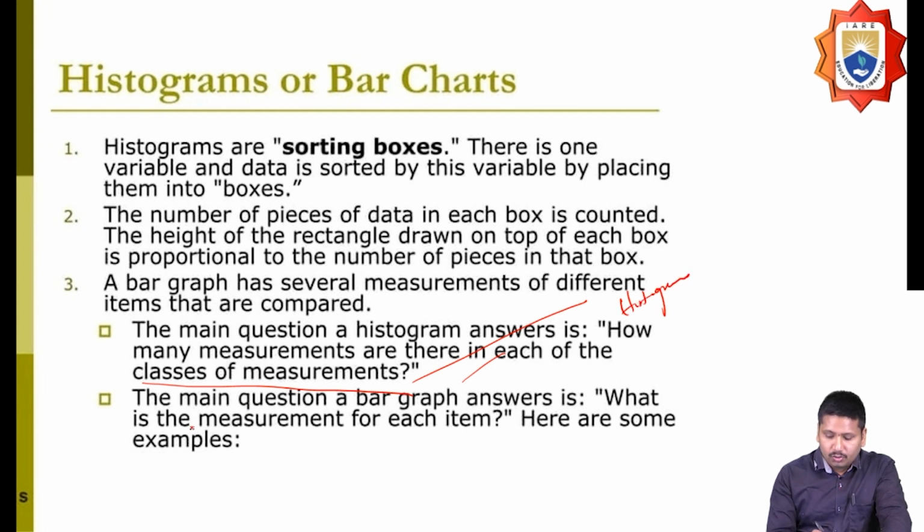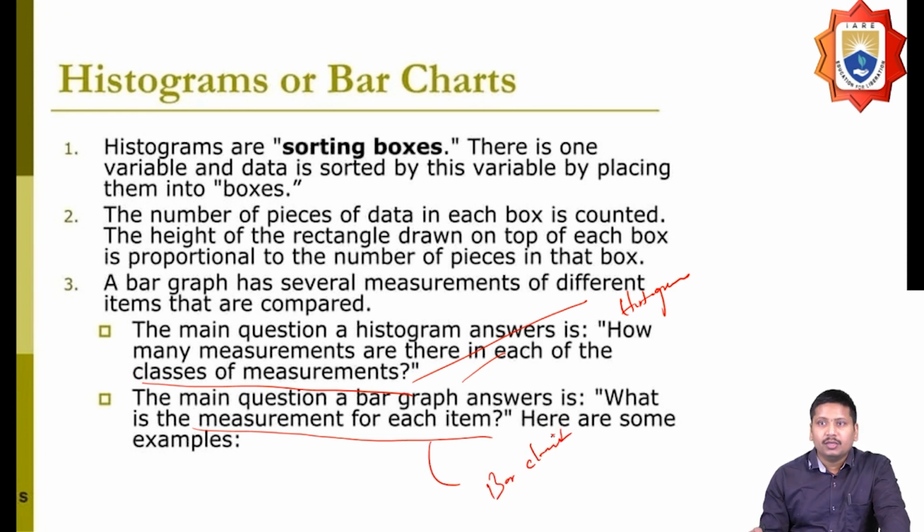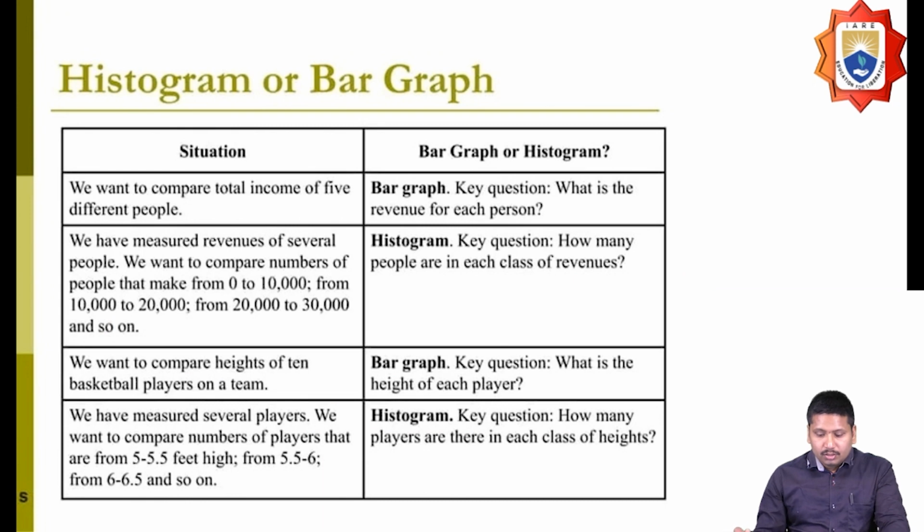If it is going to be a measure of each item, then it is going to be a bar chart here. Okay, so these are the options for selecting whether I have to go for the bar chart or the histogram. I have to consider the situation. So let's see, what are the situations in which we can select either the bar chart or the histogram?